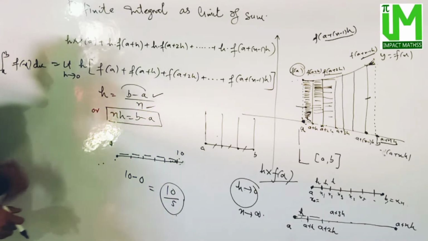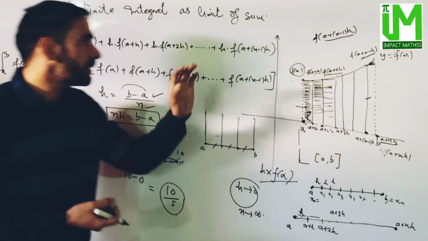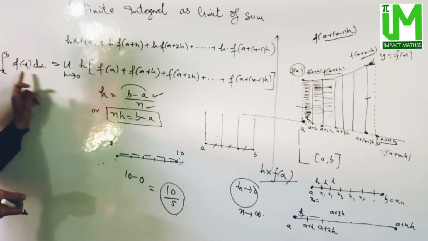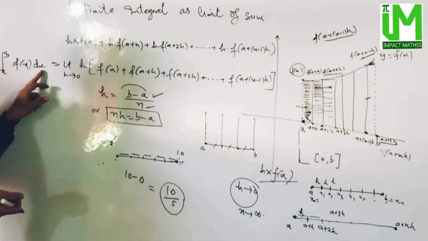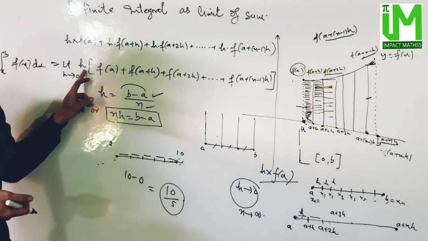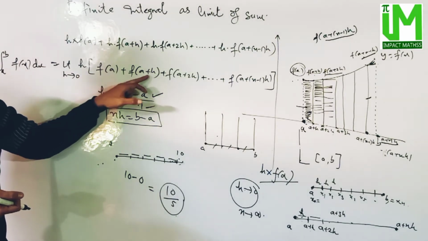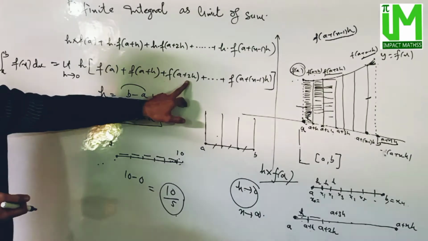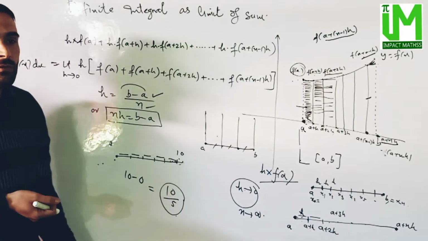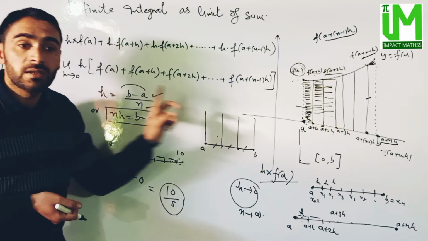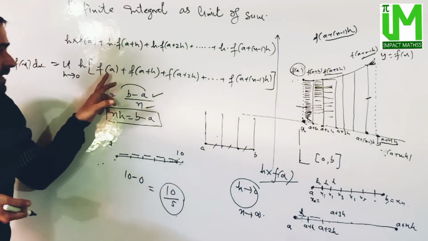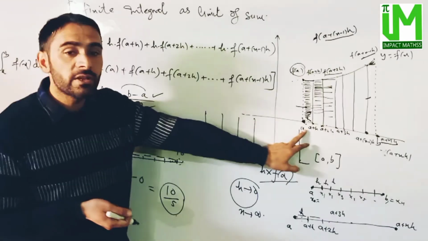Now apply this to the question. The definite integral is the limit of a sum. By this definition, the integral from a to b of f of x dx is equal to the limit as h tends to 0 of h times [f of a plus h, f of a plus 2h, up to f of a plus (n minus 1) into h]. Where a is the starting point of the interval.